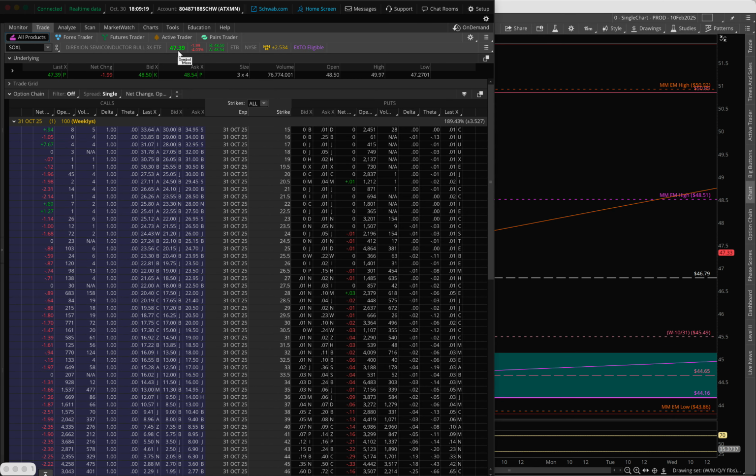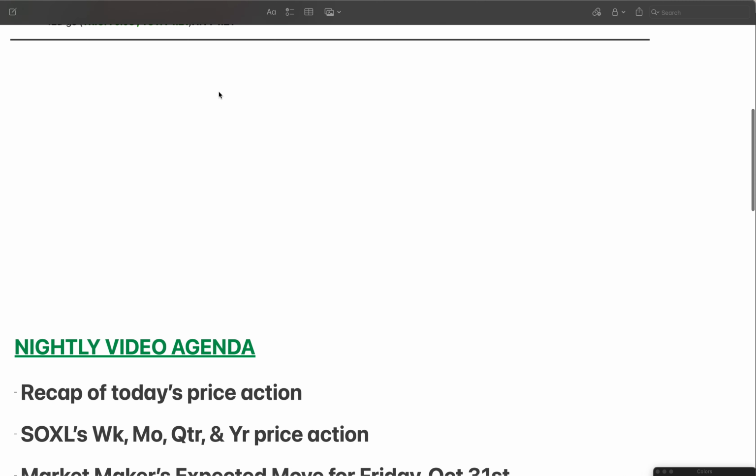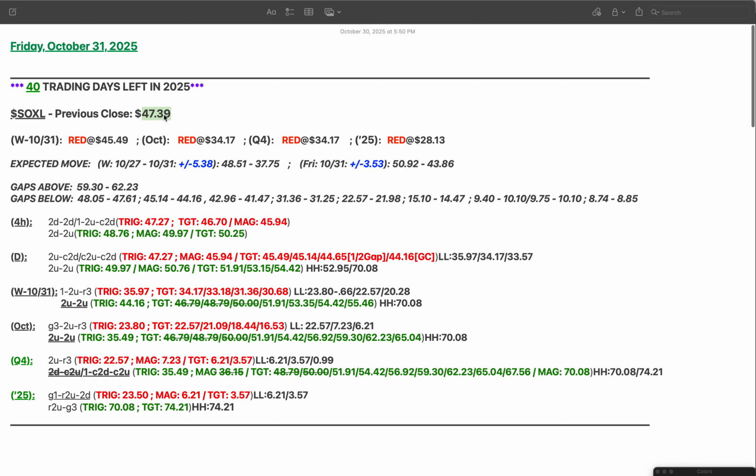So with the close price being 47.39 on Thursday, let's go to our notes here. With the close price being 47.39, you add 3.53 to that, you get 50.92. You subtract 3.53 from that, you get 43.86. So we've got a range, pretty big range for just a day, right? It's a pretty decent move.